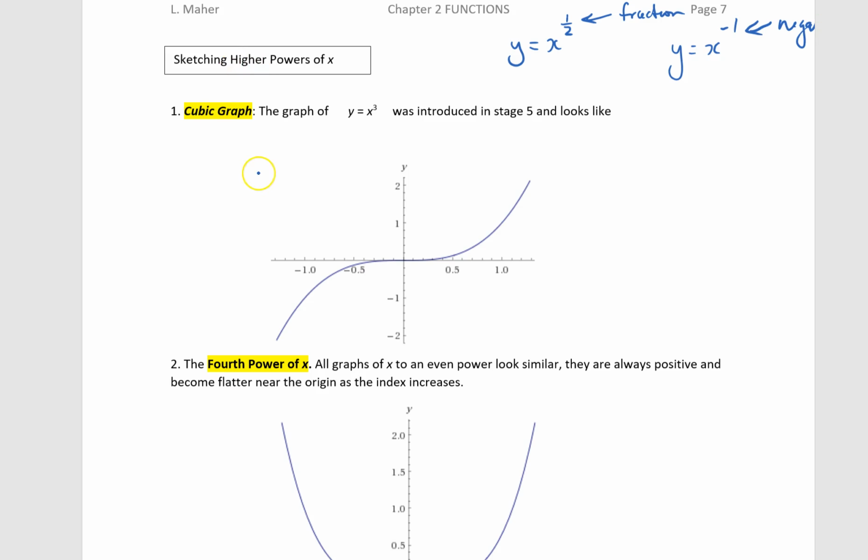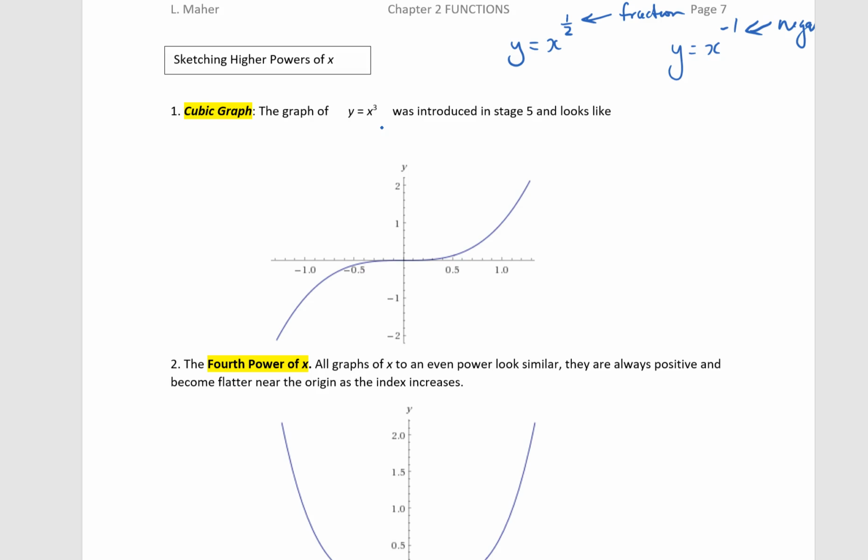So you saw that linear is x to the power 1, quadratic is x to the power 2, cubic x to the power 3. Now, the basic cubic graph was introduced in stage 5 and it looks like this. You'll see that we're going to develop that from just y equals x cubed into something much more complicated.